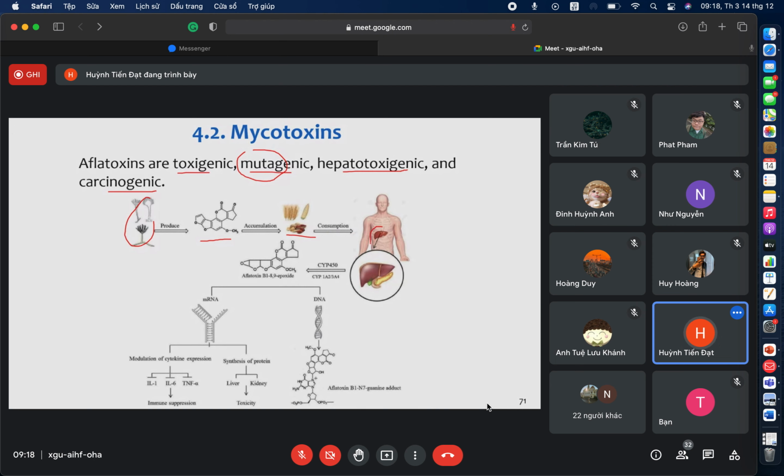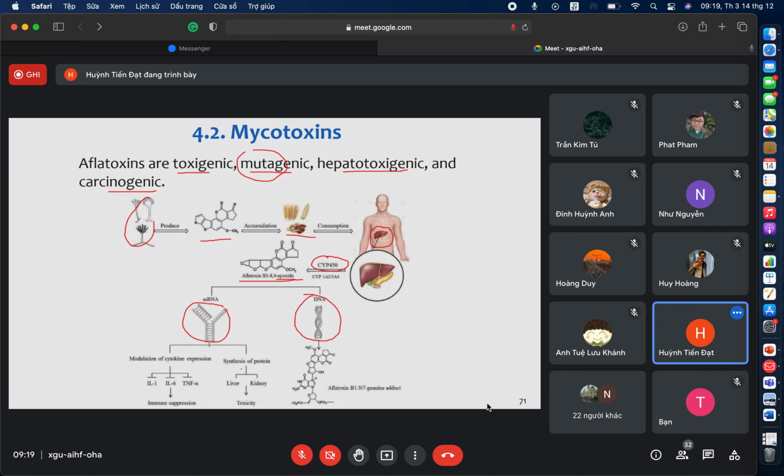And where? The liver. Why the liver? Because the liver is the first part where the metabolism takes place. And unluckily, in the liver we have cytochrome P450 that is dedicated to the metabolism of nutrients inside the body. It is also involved in the metabolism of aflatoxin. After being metabolized, they become the active state of aflatoxin, which is epoxide. Okay, epoxide can disrupt at the genetic level, by RNA and DNA.